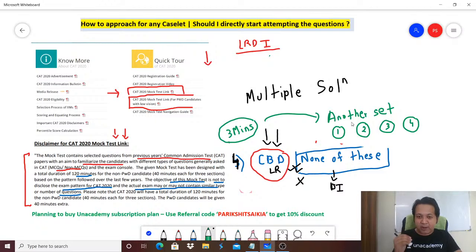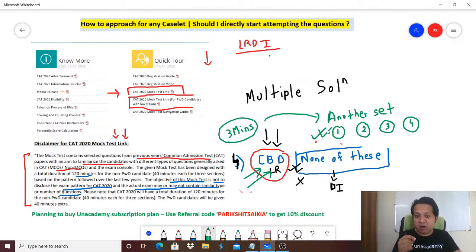So at this point, in your CAT, have control on your mind, on your ego. I know that given time, I will be able to solve question number 4 because I have solved 1, 2 and 3. But is it worth the effort? Probably I should spend this 3 or 4 minutes judiciously on the next set. Why? Because if I'm able to solve the next set, I get all the 4 questions correct. So that is very, very important.